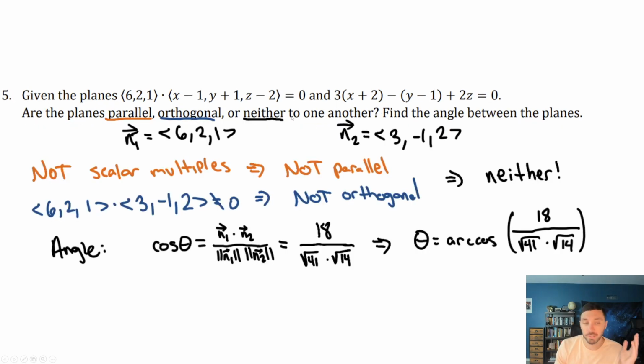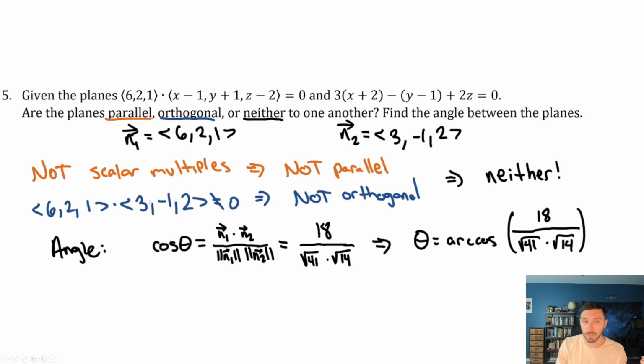All right, so in terms of figuring out if they're parallel, you just want to see if they're scalar multiples of one another. So if we look at this normal vector, it's 6, 2, 1. We look at this one, it's 3, negative 1, 2. These are not scalar multiples of one another. You cannot multiply this by some number to get that. Because if they were scalar multiples, they would point the same way, and then you would verify whether they have the same starting point, which they don't. So these are not parallel.